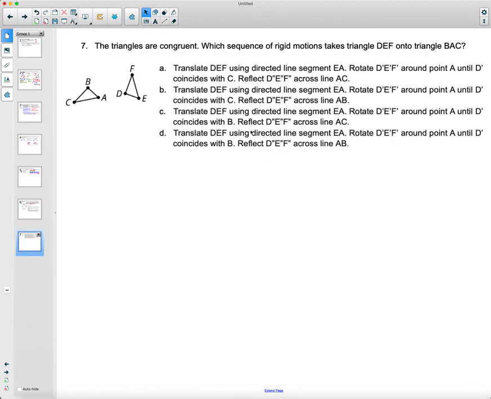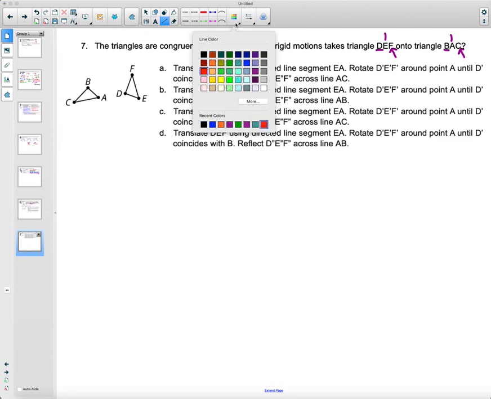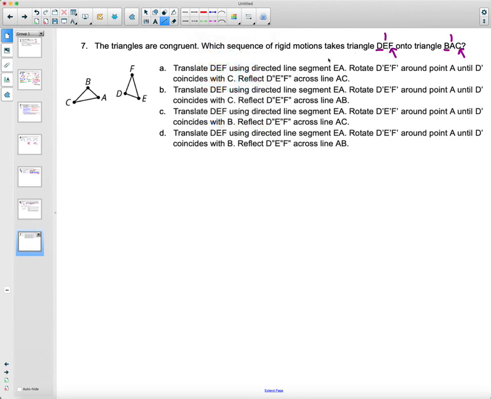All right, then looking at these different translations to move these figures, we want to move D to B, E to A, and F to C. You want to make sure that you're looking at the congruence statement, not necessarily the picture, because we might get confused about which sides go with which here. This one says translate DEF using directed segment EA, which is fine because we want E to land on A. We talked about that right here. So this is good.